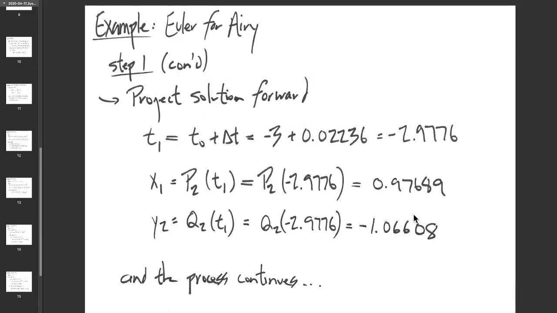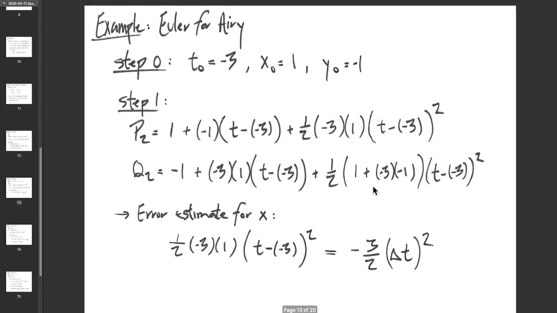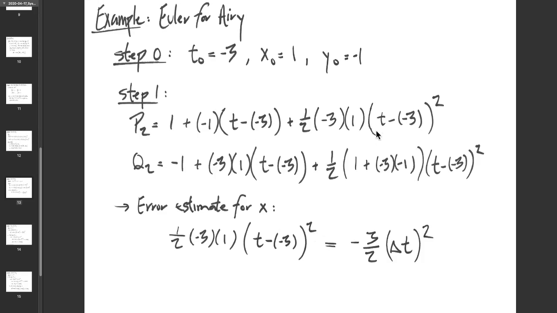And then I project the solution forward. So my new time value is the old time value plus the step size. So that's my -3 plus my step size. And there you have it. To project x forward, I plug the new time value into the Taylor polynomial for x. And that's what I'm doing here. And we get this value here. So remember, I'm using there the Taylor polynomial for x that we just generated a few slides back.